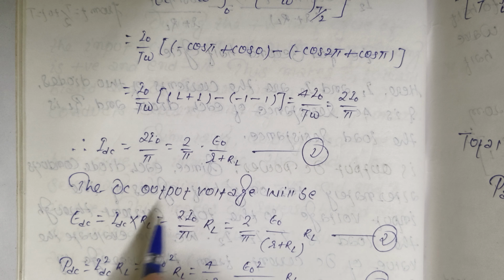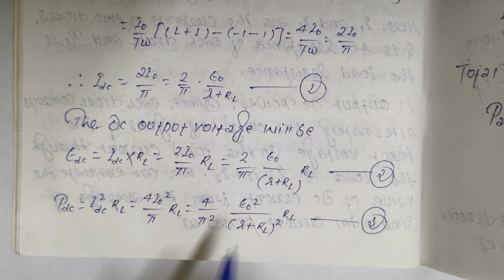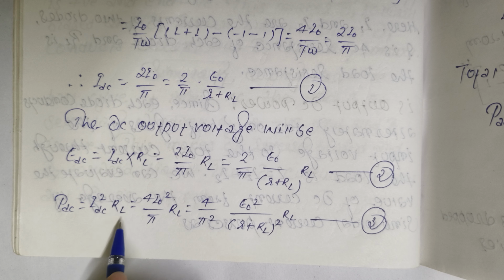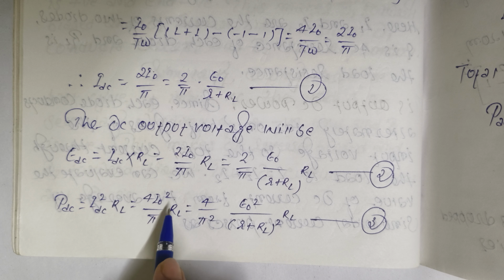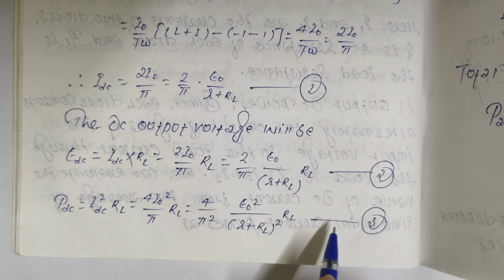This is equation 1. The DC output voltage will be EDC = IDC × RL = (2I0/π) RL = (2/π) E0 RL/(R + RL). This is equation 2. Now PDC = I²DC RL = (4 I0²/π²) RL = (4/π²) E0² RL/(R + RL)². This is equation 3.